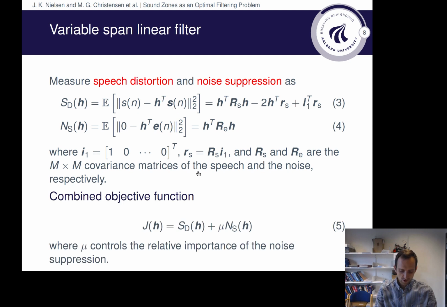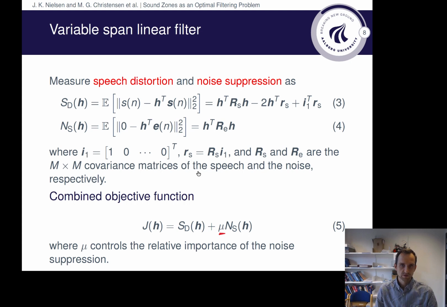So what we can then do is formulate a combined objective function by just adding these two, but we apply a weight here, mu, so we can control how important the noise suppression is relative to the speech distortion. If we increase mu, we essentially say that noise suppression is more important than speech distortion, and vice versa. If we decrease mu, we say that speech distortion is more important than the noise suppression.